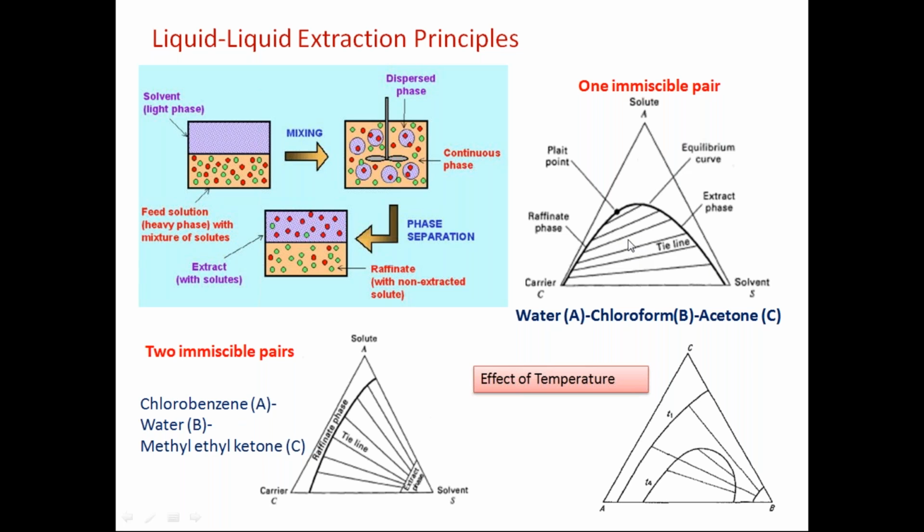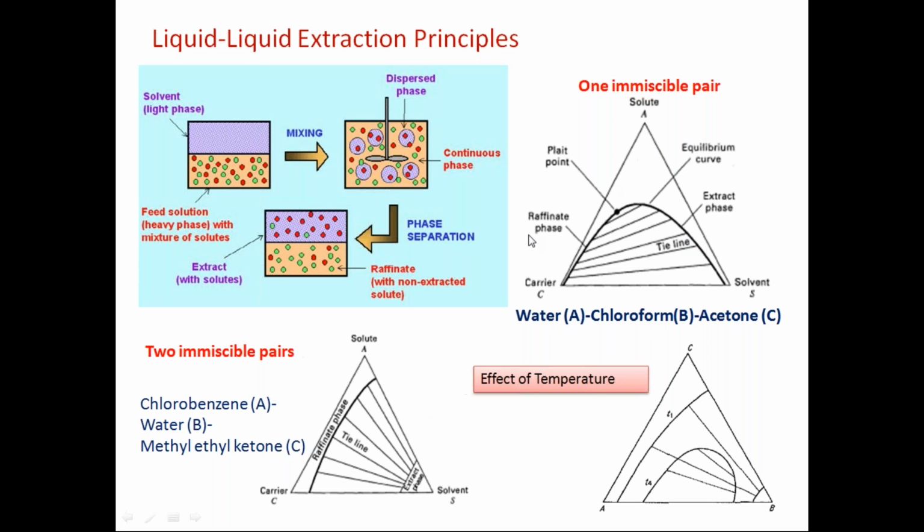So any point you take under this curve tends to separate into the extract phase as well as the raffinate phase. This indicates that separation is only easy when you bring the mixture of the three components into this region.